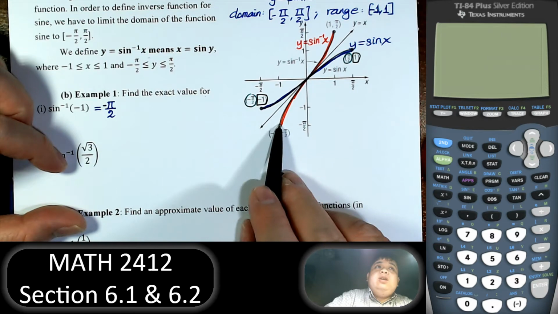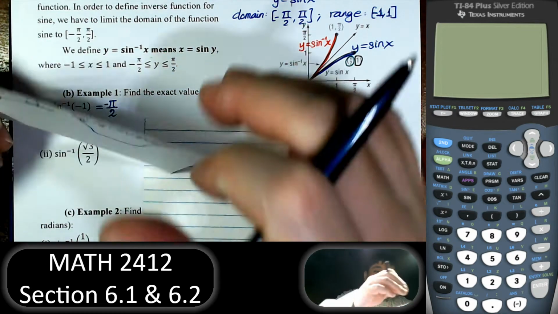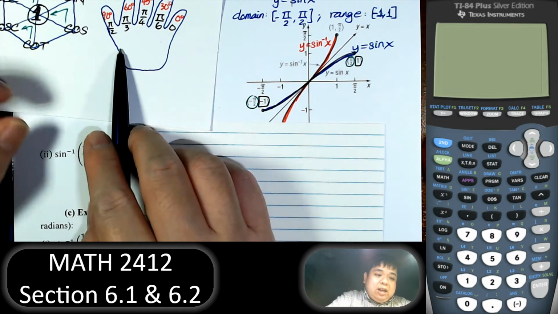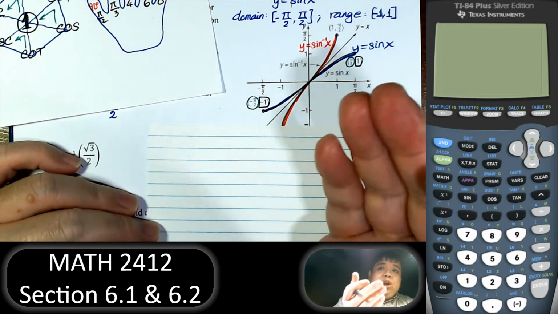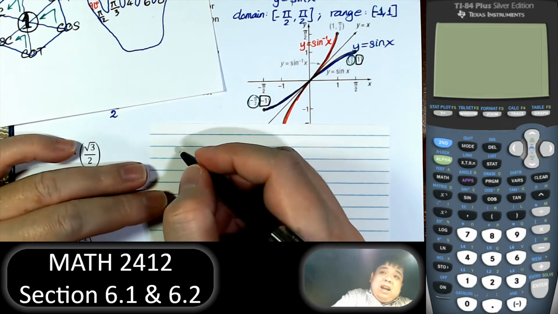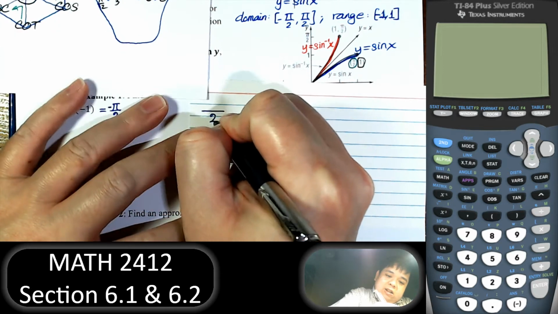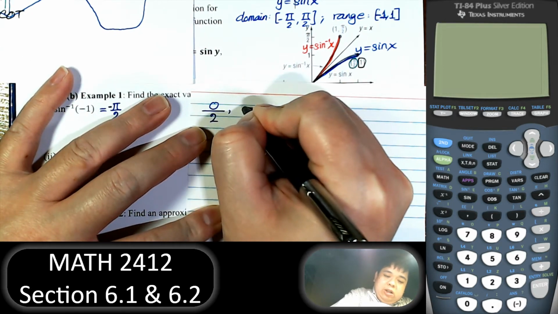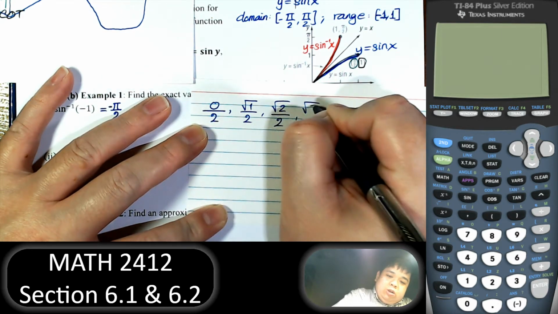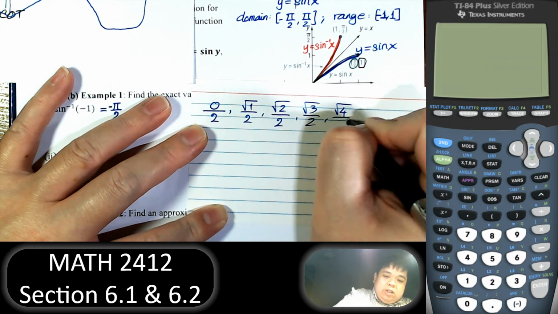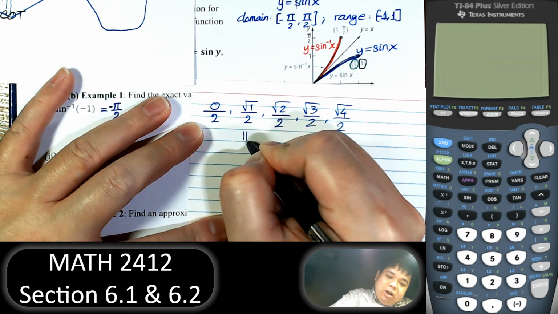Now, remember the trig values, we use the hand, right? So wherever the angle is, the nice values for sine and cosine at the nice angles are either 0 over 2, square root of 1 over 2, square root of 2 over 2, square root of 3 over 2, and square root of 4 over 2, which is 2 over 2, that is 1, and this is 1/2.